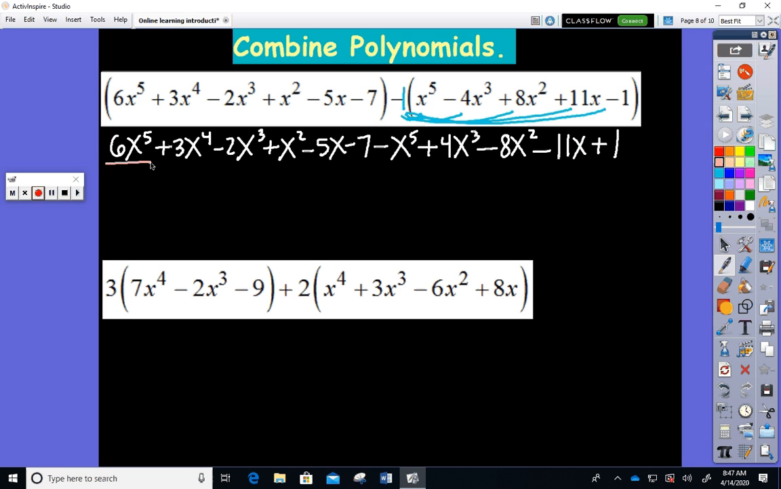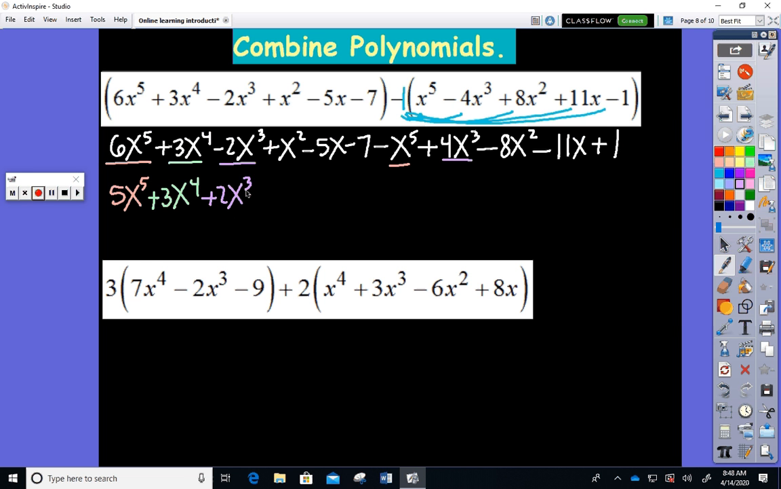Now I'm going to start to put things together. Do I have any more x to the 5th terms? I do. So 6 minus 1 is 5x to the 5th. Now on this one, I will attempt to put it in descending order because I've got one single letter. So that's kind of the way we handle it. So 3x to the 4th, do I have any more x to the 4th terms? No, I do not. So let's see here. Minus 2x cubed plus 4x cubed is plus 2x cubed.